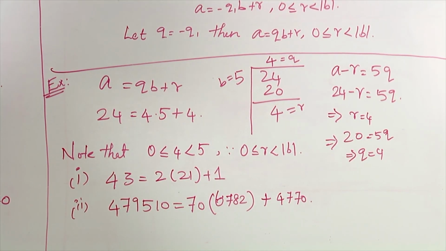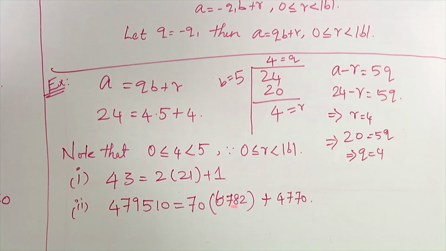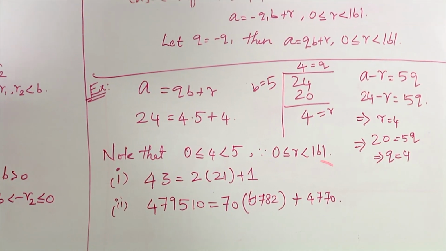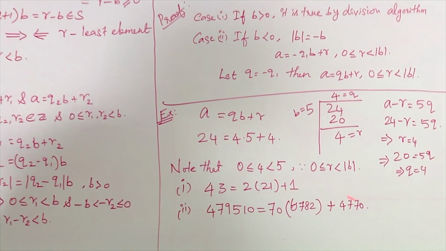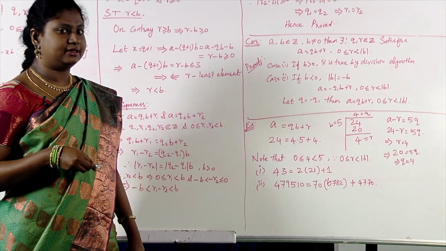Now, we can express this 24 as 4 multiplied by 5 plus 4. So, you can see here, you can follow the same method to write any two integers in this form. Even if you have a very big number like 479510 and 6782, you can do it in a similar way and find the quotient as well as the remainder. Here the remainder is 4770 and the quotient is 70. You can do it in this manner.